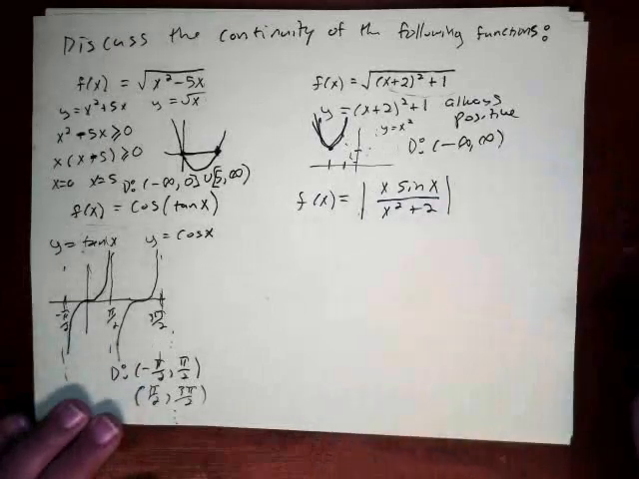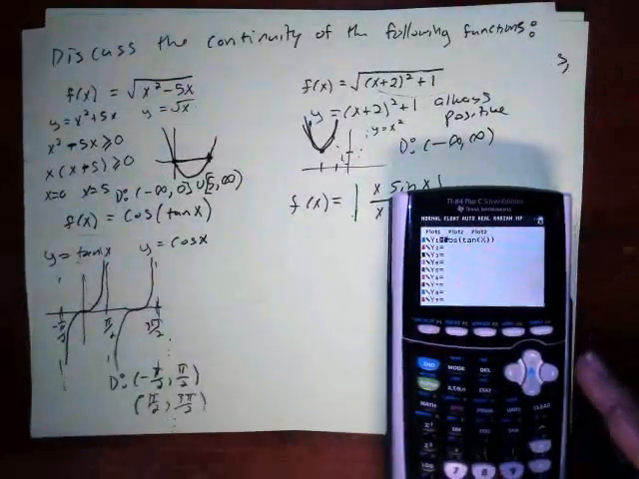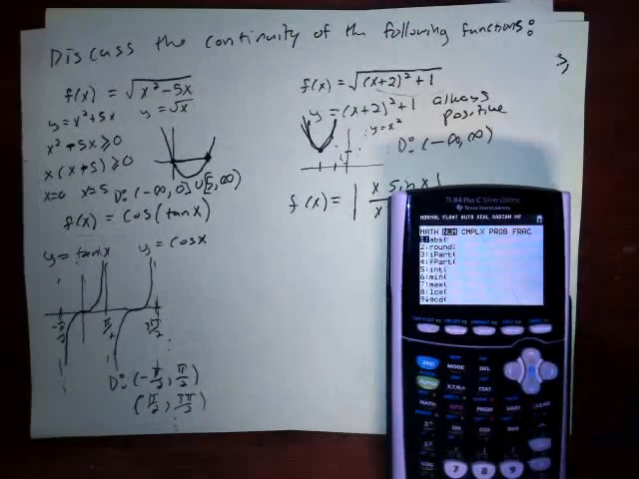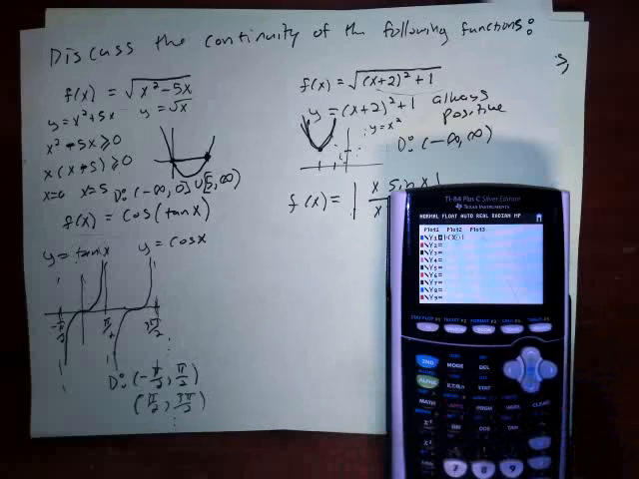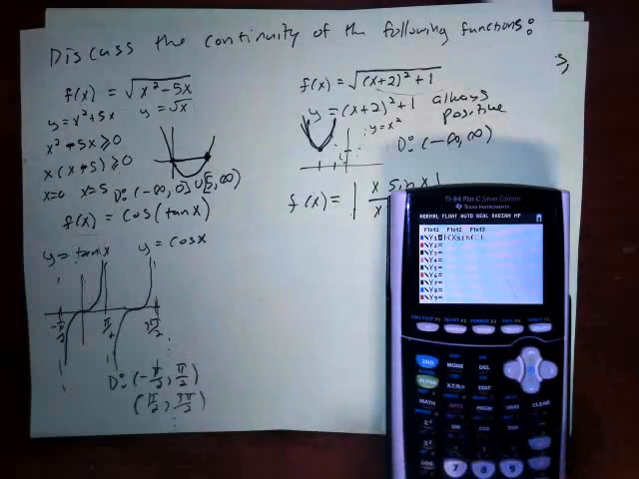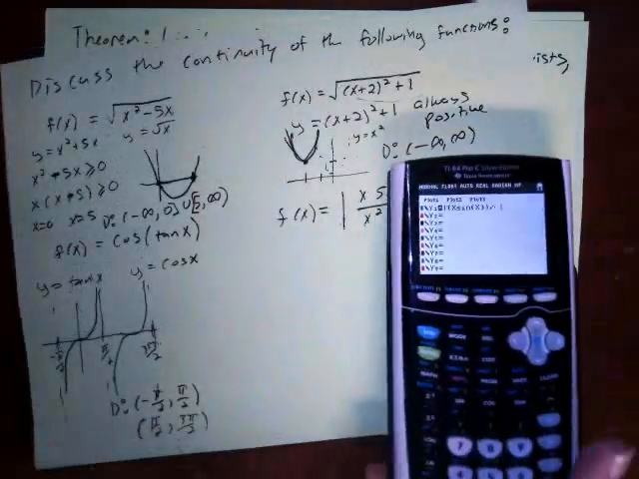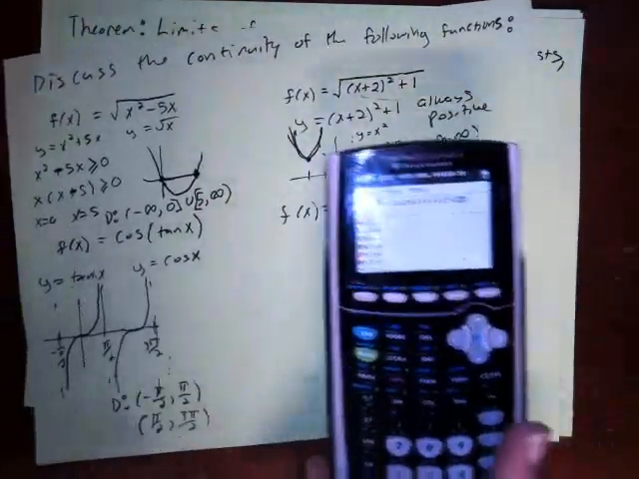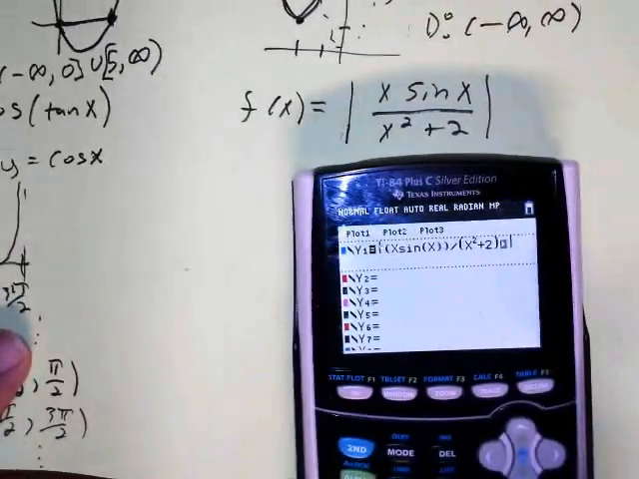So now this one is a neat graph. Let me graph this. I'm going to go to my math menu, and I'm going to go to number, and I'm going to hit 1 for absolute value. And now on top it'll be x sine of x, divided by x squared plus 2. Okay, so I can zoom in here. So I'm going to put in this function here.